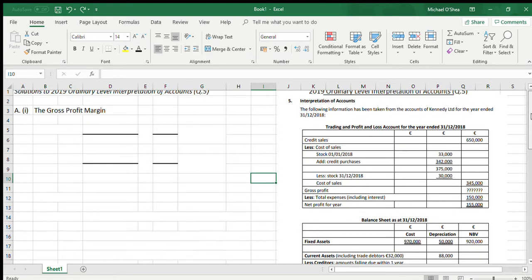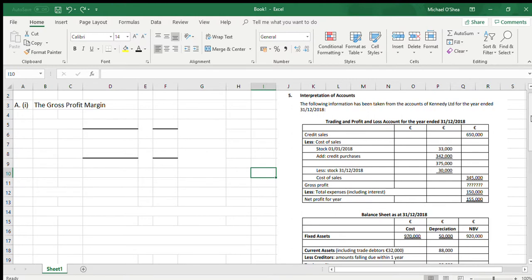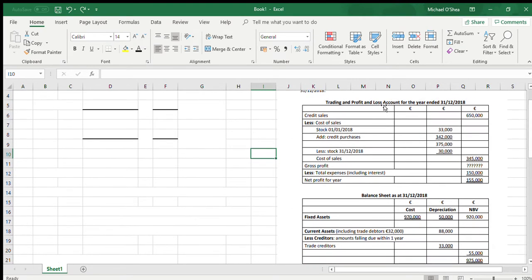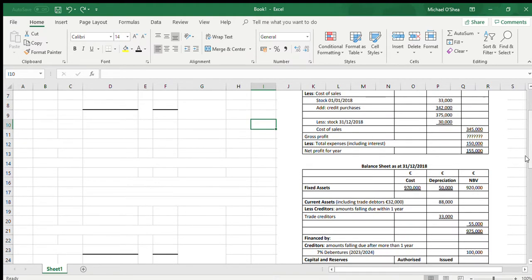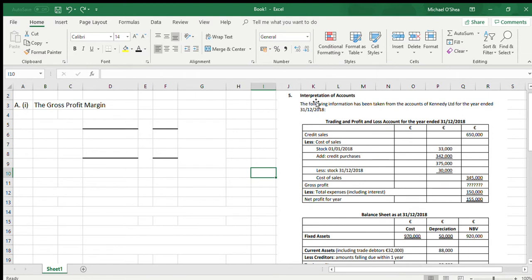So what are we given in the question? Well, unlike the previous questions we've covered, in this question we're actually given the trading profit and loss and we're given the balance sheet. So we're given all the information and we have to interpret the accounts. We have to look at what the information is and basically say how the company is doing.